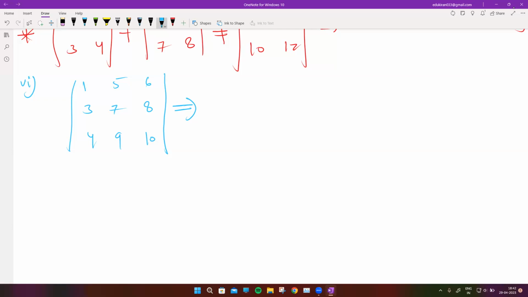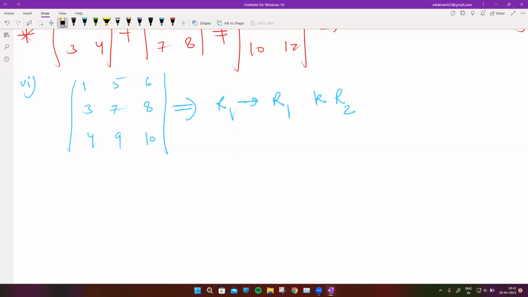For example, we have 3 rows and 3 columns here. Now I want to change R1 with R1 plus or minus, however I want, K times some other row, maybe row 2, maybe row 3. Now let's see, I want to change it like this.